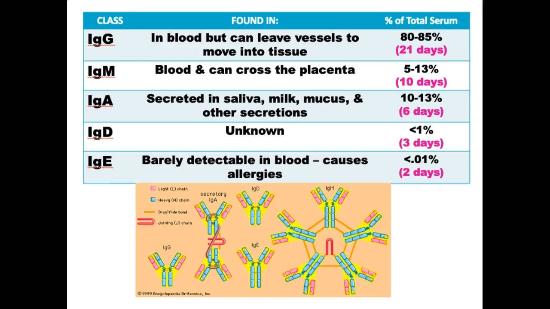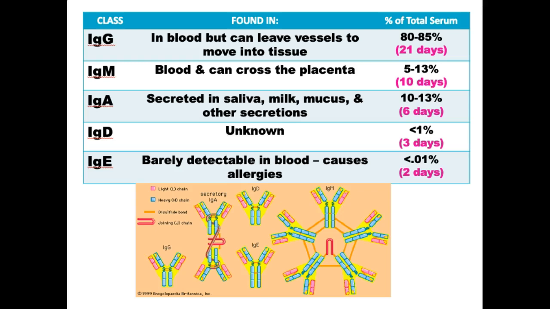Now, this is the 5 different classes or categories of antibodies that could be produced in your system. The first class is called immunoglobulin G, or IgG. It's found in the bloodstream, but it can leave the blood vessels and move out into tissue. When we talked about inflammation, this is the type of antibody that can do that. It makes up about 80 to 85% of your total blood serum, and these antibodies are produced for about 21 days, and then they kind of break down.